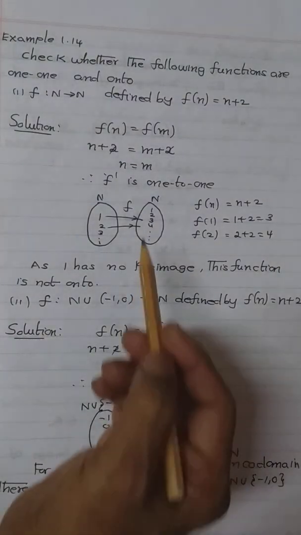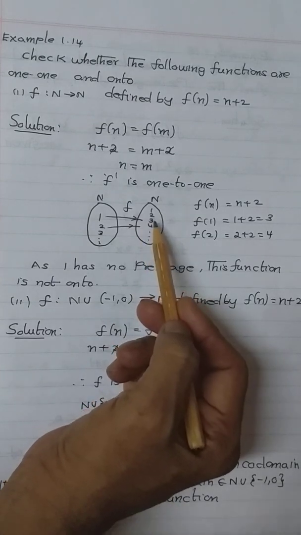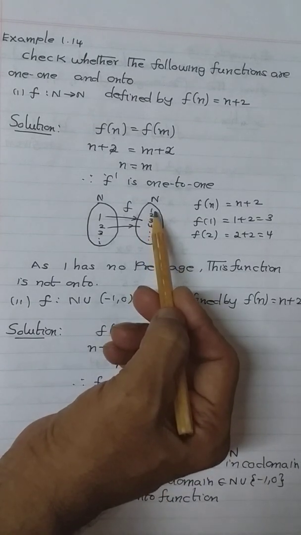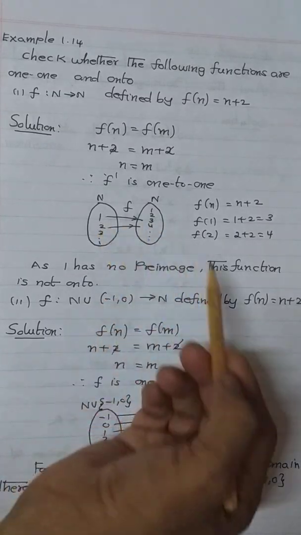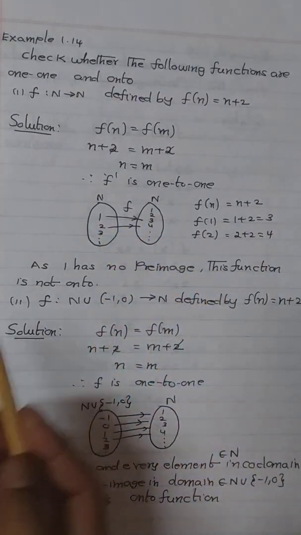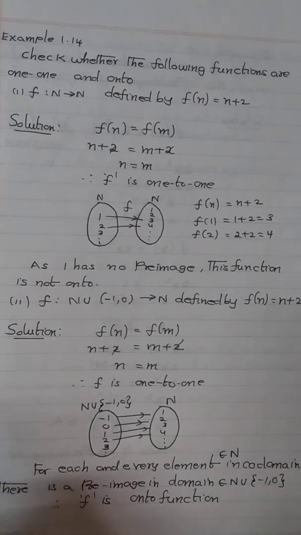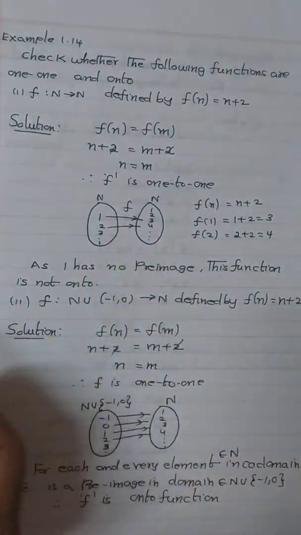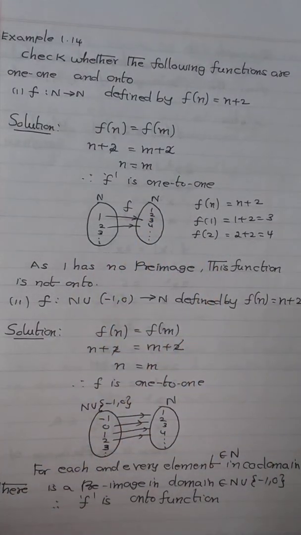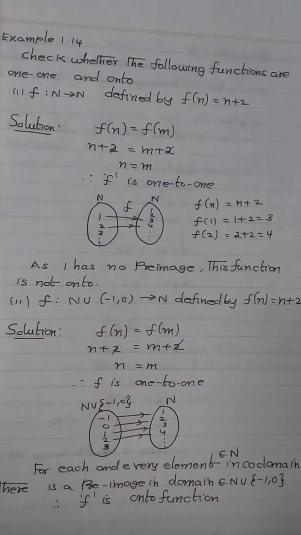Because if it is an onto function, every element in codomain should possess a pre-image. So here 1 is there in codomain but there is no pre-image, 2 is there in codomain but there is no pre-image. Okay, so that's why it is not an onto function. Other elements you may get the images, but 1 and 2 do not have any pre-image. That's why it is not an onto function. That is the first subdivision, students.